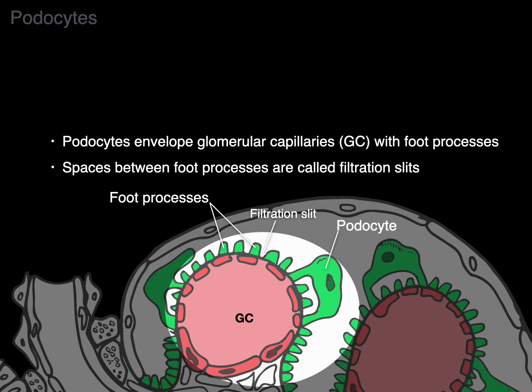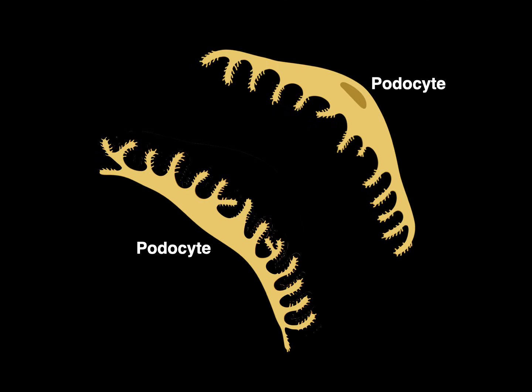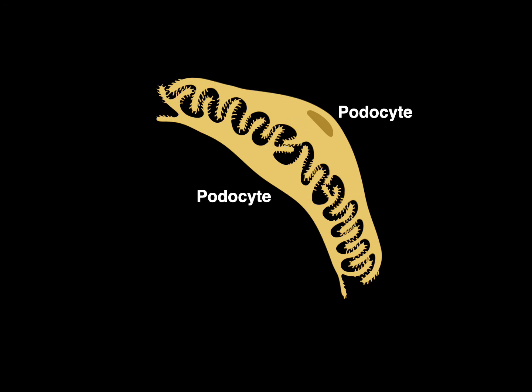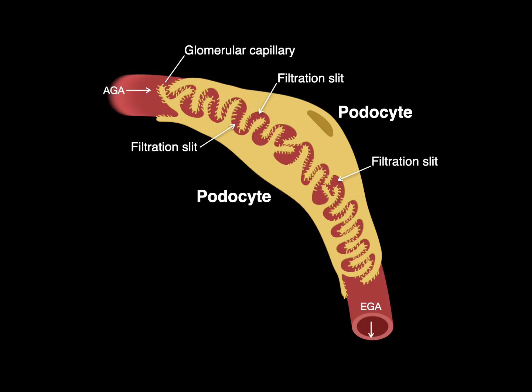Now, the spaces between the foot processes are called filtration slits. Here are two podocytes with the foot processes on either side, and we put them together, and there are the filtration slits. And now what we're going to do is put the glomerular capillary inside, where you can see the podocytes wrap around the glomerular capillary.